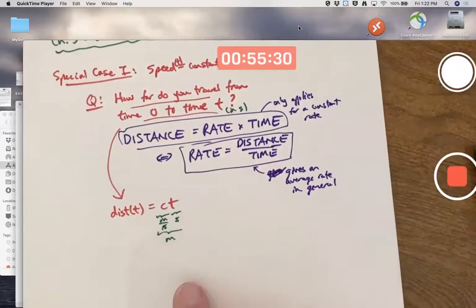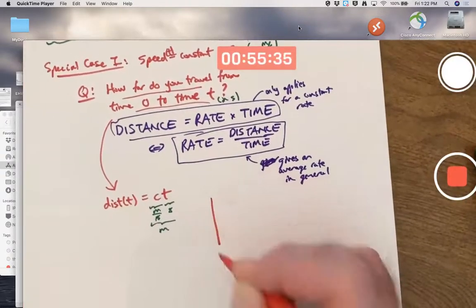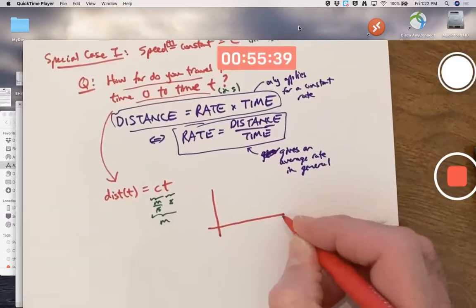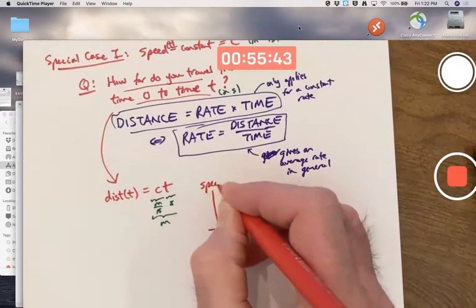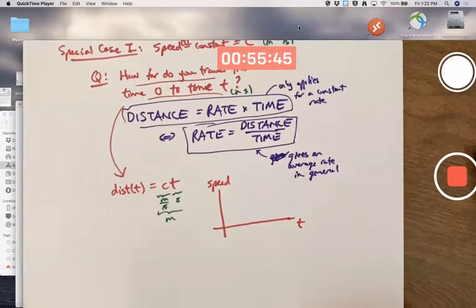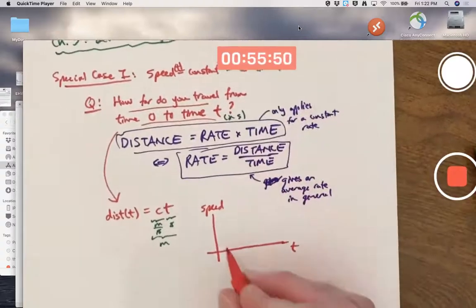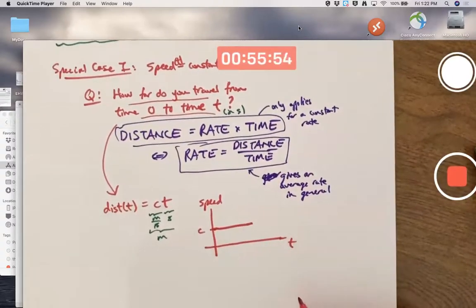This can be realized graphically as well as an area under a curve. If I graph the speed as a function of time, and if it's truly constant, then its graph is going to be a horizontal line.